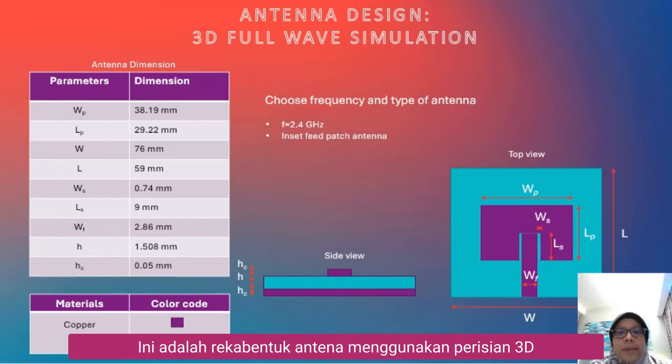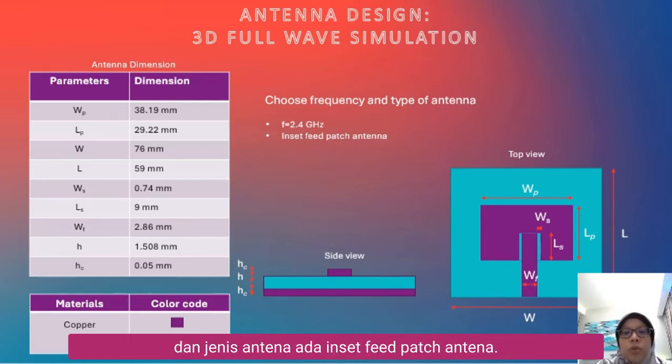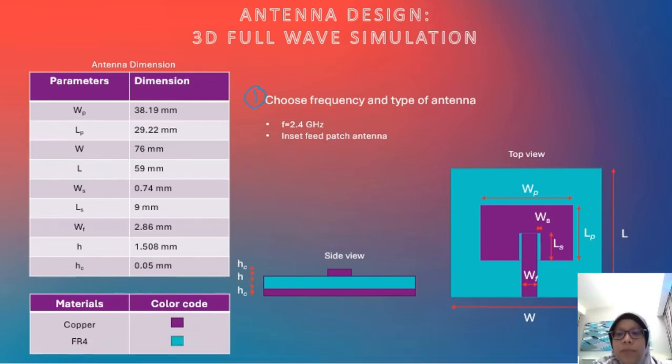So this is antenna design using the full wave simulation software. So for this example, I've already chosen the frequency, which is 2.4 GHz, and the type of antenna that I choose is the inset feed patch antenna.